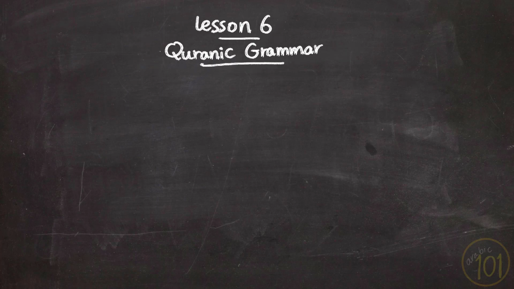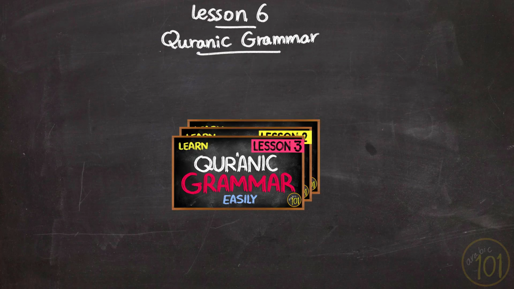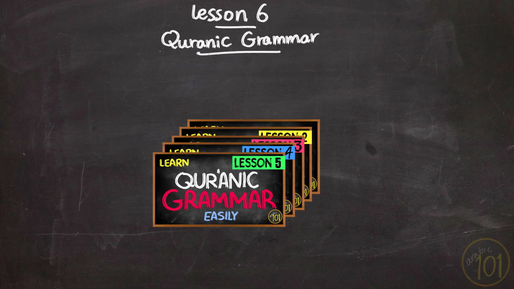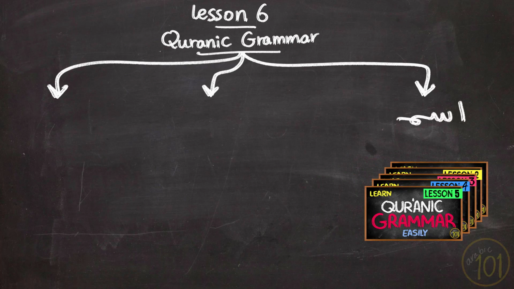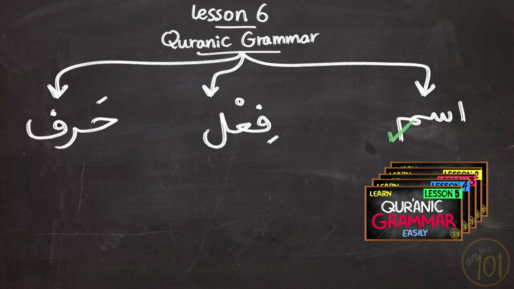In the course of the first 5 lessons of this series, we have elaborately discussed the first of the 3 main topics about Quranic grammar. So we discussed the ism with all its aspects that concern our understanding of the Noble Quran. And we still have the remaining 2, fi'l and harf.